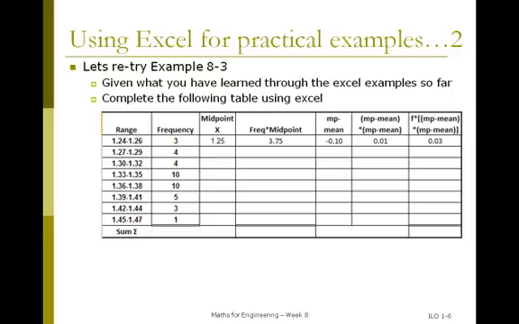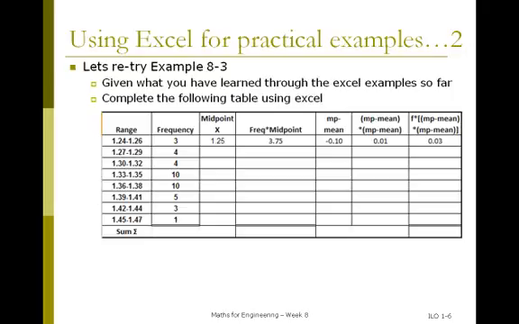So along the top, enter the names for each of the columns. So we have range, frequency, midpoint, frequency times midpoint, midpoint minus the mean, midpoint minus the mean multiplied by midpoint minus the mean, which is that value squared. And then the last column is the frequency multiplied by the midpoint minus the mean multiplied by the midpoint minus the mean.